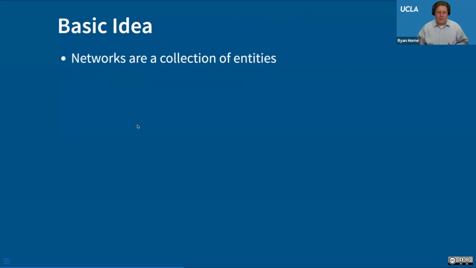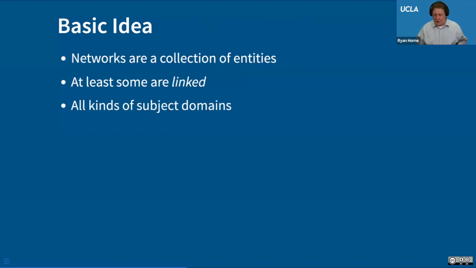And why is that important? Because, well, networks are a collection of entities. Some of them are linked, and this goes through all kinds of subject domains. Networks are ubiquitous in our society. Networks are everywhere.